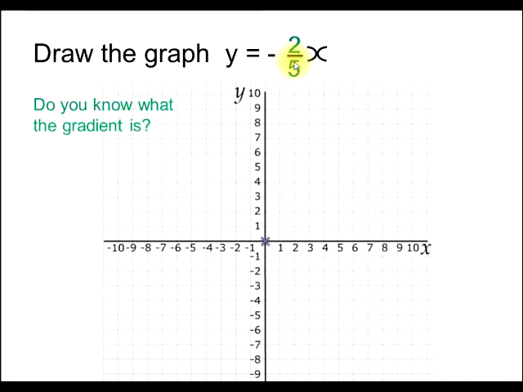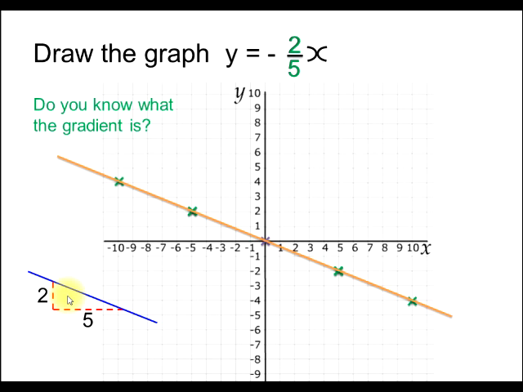Now here's the gradient. It's coming in a negative direction, so we know it's coming this way. And when we draw a triangle, the difference in the y divided by the difference in x has to be 2/5. So it's 2/5. So along 5, up 2. As many times as you need to do it. 3 is the minimum. If you go the other way, it's not a problem. As long as you're following this pattern here, draw your line, and you're done.